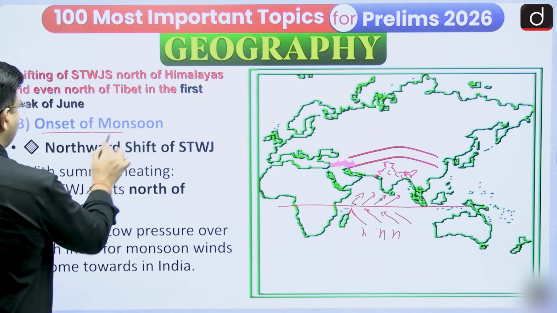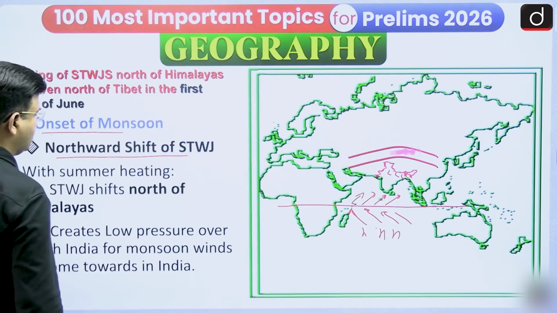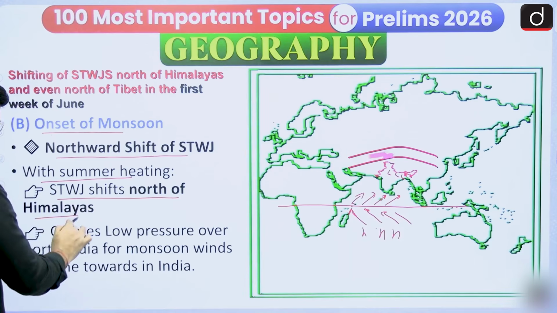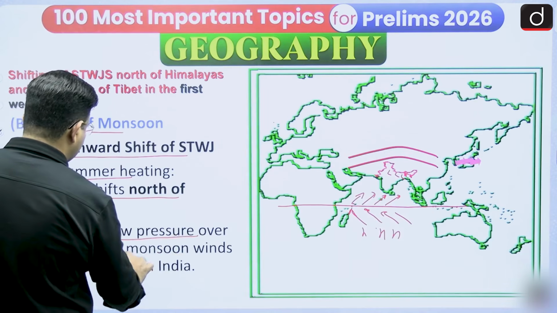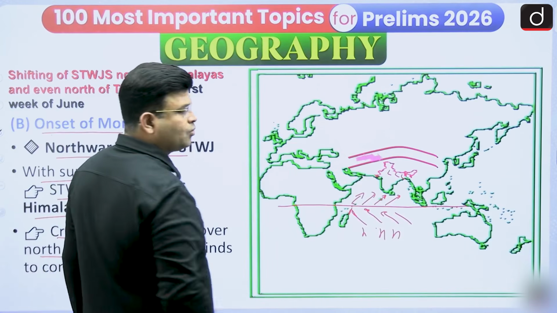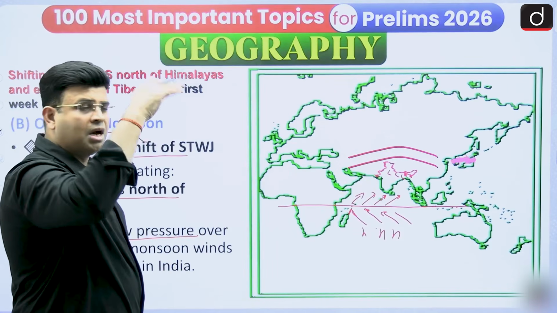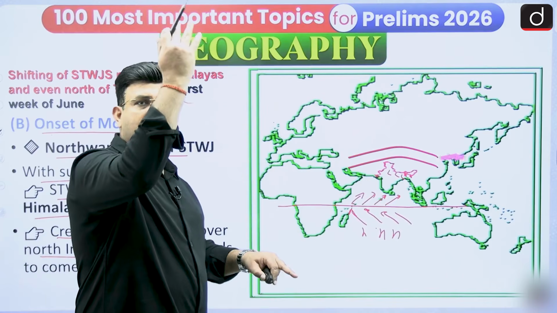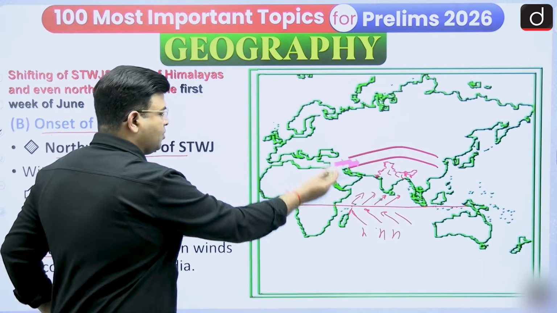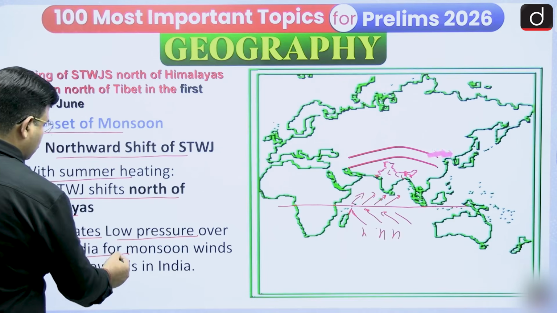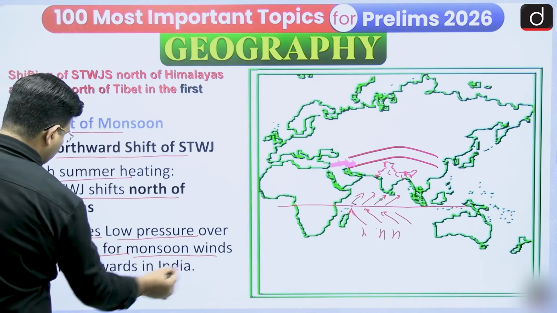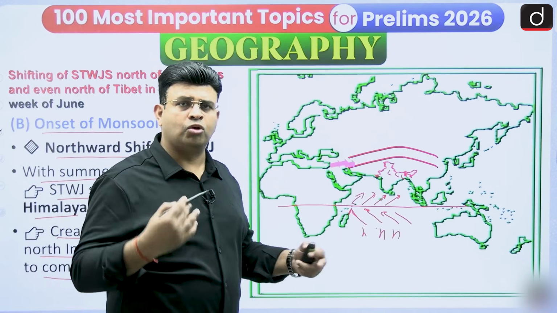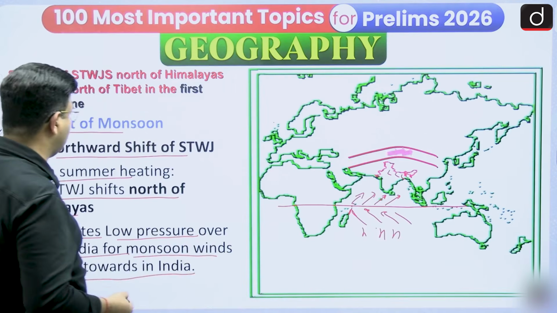So onset of monsoon, if I am talking about the northward shift of the subtropical westerly jet stream with the summer heating, the subtropical westerly jet stream shifts north of the Himalaya and creates low pressure over North India. Just as it has gone away, the already heated air moves upward. Earlier the descending air of the subtropical westerly jet stream blocked the hot air. Now it has moved, hot air started moving up from the ground, low pressure is created, and then the southwest monsoon forms, and the low pressure over North India draws monsoon winds towards India. Simple: in India there should be low pressure, then the southwest monsoon will be of good intensity.